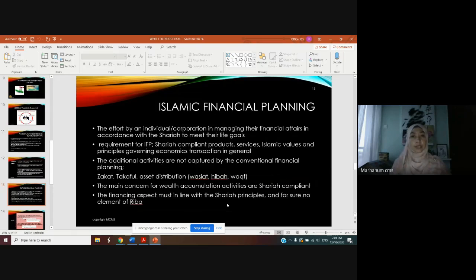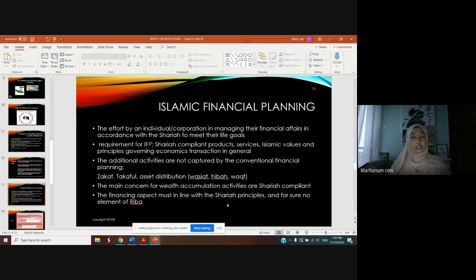So Islamic financial planning is the effort by an individual or corporation in managing their financial affairs in accordance with the Sharia to meet their life goals. The requirements for IFP are Sharia compliant products and services, and Islamic values and principles governing economic transactions in general. So the additional activities not captured by conventional financial planning are zakat, takaful, asset distribution, wasiyah, hibah and wakaf. So they are not captured by conventional financial planning.